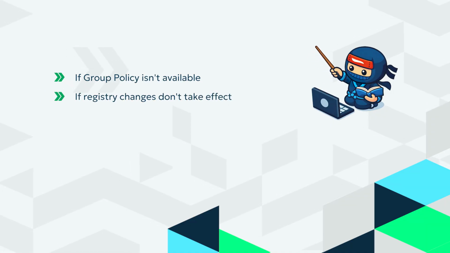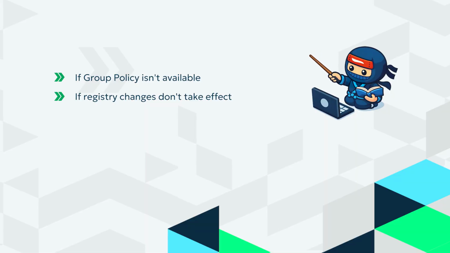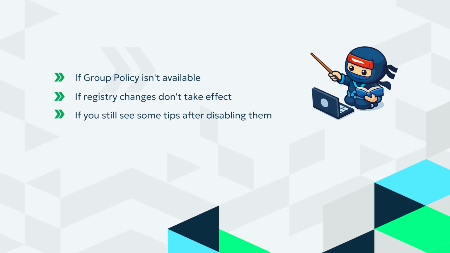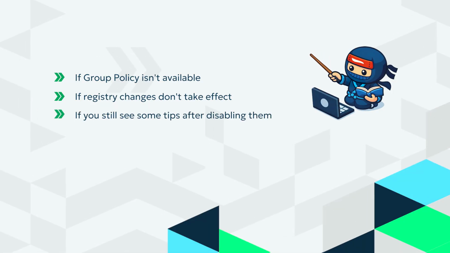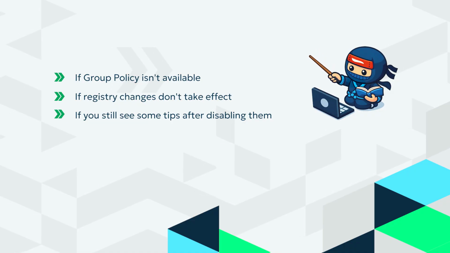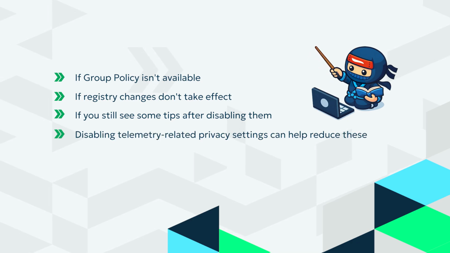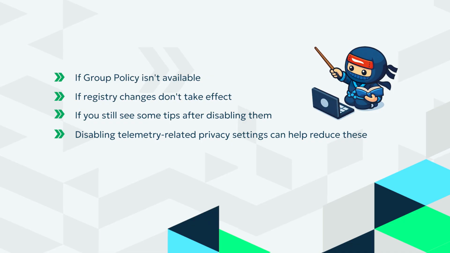If registry changes don't take effect, verify that you've created the AllowOnlineTips DWORD 32-bit value correctly, and restart your system. If you still see some tips after disabling them, remember that some tips are built directly into the Windows UI and don't rely on online data. Disabling telemetry-related privacy settings can help reduce these, but for a complete lockdown, consider using kiosk mode.